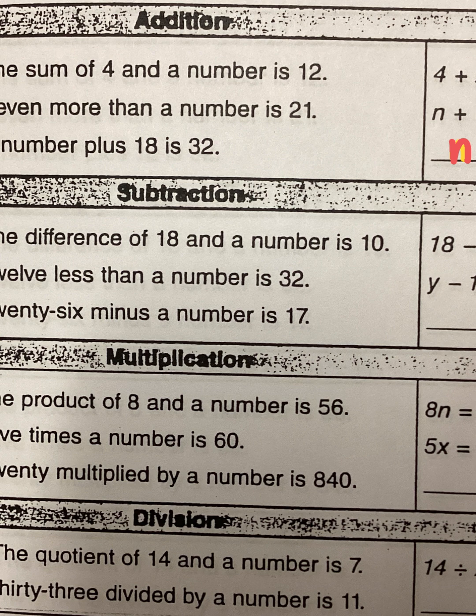Okay, what about subtraction? I have 2 examples. One with the word difference, one with the phrase less than, and my last one is minus. 26 minus a number is 17. You used to have problems like this in Saxon all the time. And you would have to use that inverse operation, the opposite, to solve it.